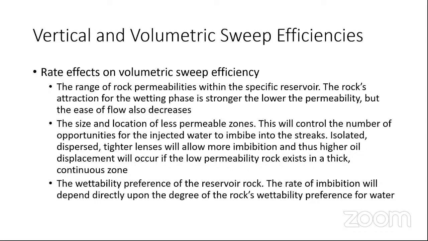So you have the rate effects on volumetric sweep efficiency, the range of rock perm within a specific reservoir. The rock's attraction to the wetting phase is stronger the lower the permeability, but the ease of flow also decreases. The size and location of less permeable zones will control the number of opportunities for the injected water to imbibe in the streaks. Isolated, dispersed, and tighter lenses will allow more imbibition, and thus higher oil displacement will occur, than if low permeability rock exists in a thick continuous zone. And then the wettability preference of the reservoir rock: the rate of imbibition will depend directly upon the degree of the rock's wettability preference for water.